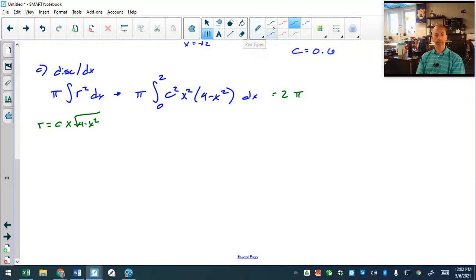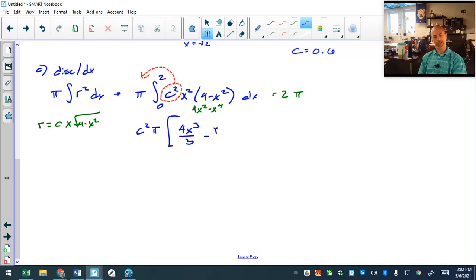So here we go. It's not going to be a terrible, terrible antiderivative. This c is a constant. I'm going to take that out altogether and stick it in front of this pi. So I have c squared times pi. Then I'm going to distribute this x squared. That'll give me 4x squared minus x to the fourth. And I'm going to do the antiderivative of that. So that'll give me 4x cubed over 3 minus x to the fifth over 5 from 0 to 2. And all of this is supposed to ultimately give me an answer of 2 pi. And to clean this up a tiny amount, I'm going to divide the pi's out and get rid of those.